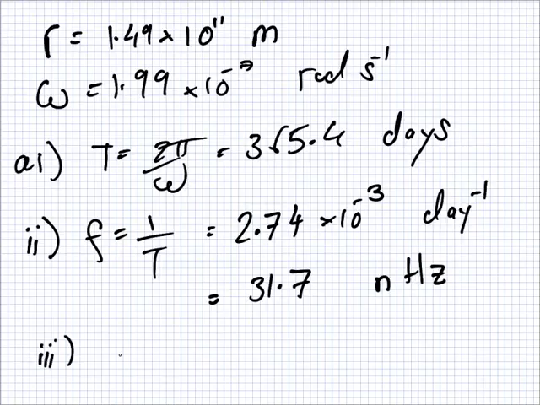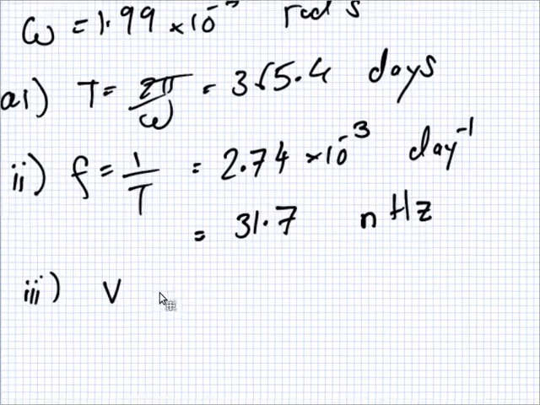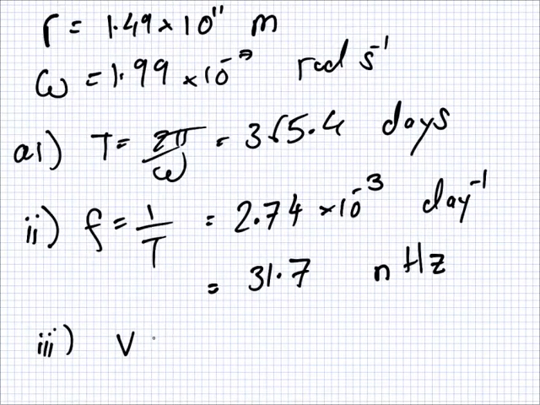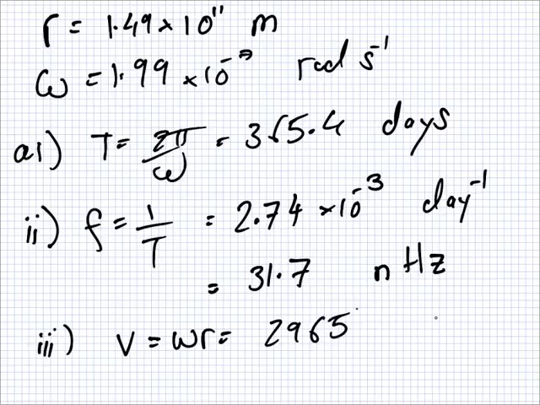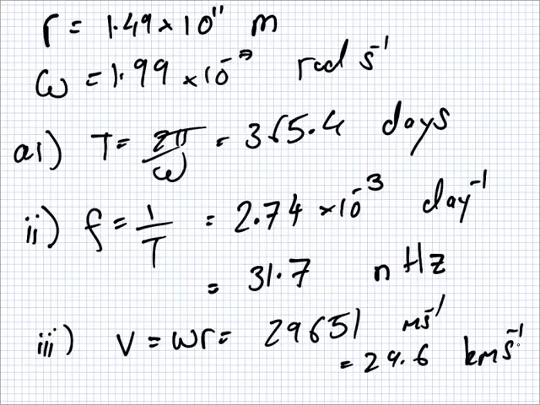Speed? Yes, at which the Earth is moving in this orbit. V equals omega R. So 1.49. Alright, the speed is 29651 meters per second, or if you prefer, that's 29.6 kilometers per second. Yeah? What's next?